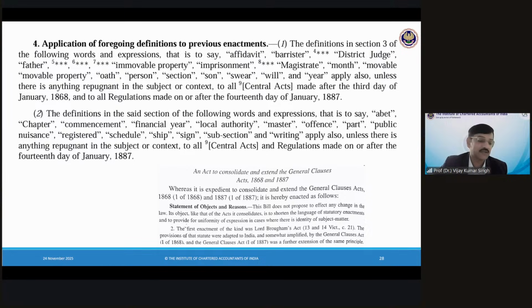So there are basically three periods, as you are able to see. Which are the three periods? One, up to 1868, then 1868 to 1887, and then 1887 to 1897. It is referring to the legislations incorporated during these periods and how you will apply interpretation to these particular laws. You can read more about the statement of objects and reasons and try to understand what it is saying. But the object of the General Clauses Act was to consolidate the General Clauses Acts of 1868 and 1887.